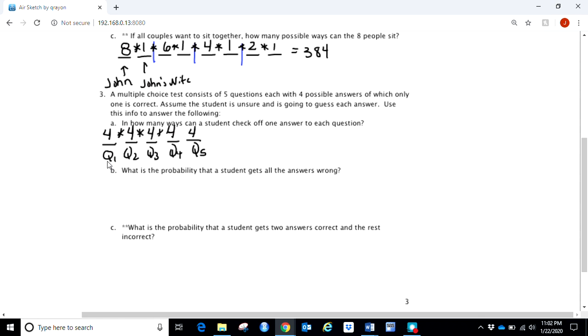So then we can just multiply these through, since we're answering question 1 and question 2 and question 3. That's telling me to multiply there to give us a total of 1,024 ways that a student can answer those 5 questions.